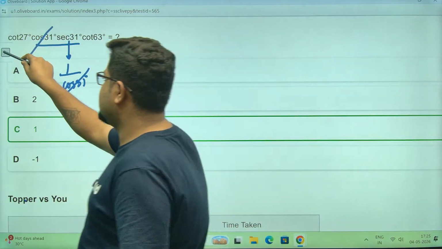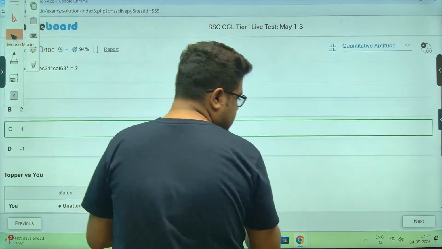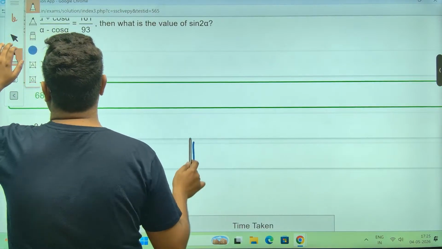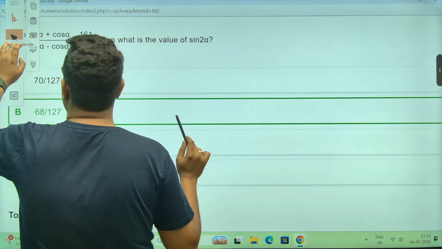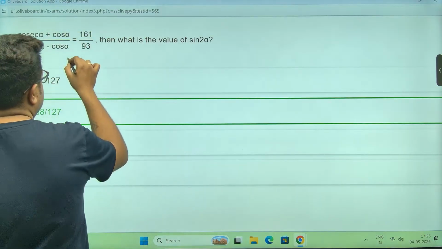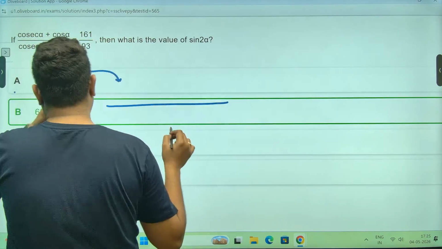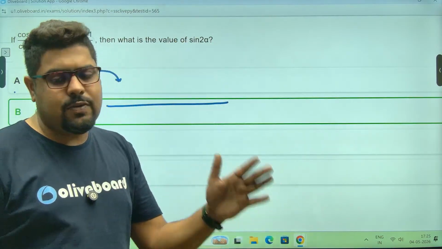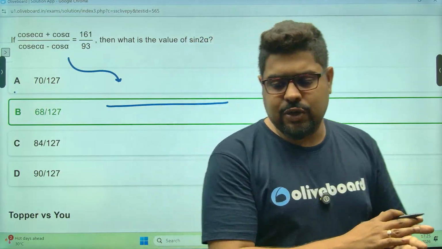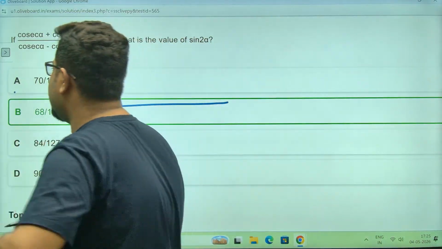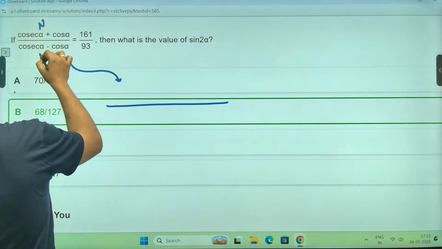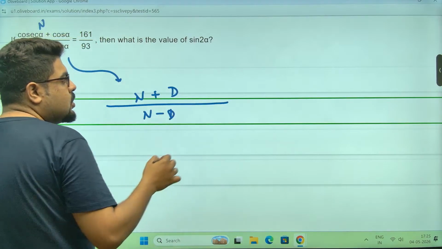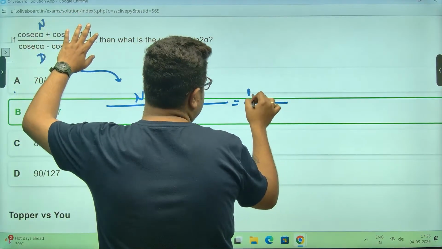Acha, next one. Acha, first step. Yeah, definitely. The componendo dividendo step. You see what we do. Componendo dividendo says what? It is componendo dividendo. The rule is, at the end of the day, whatever you are doing to the left side of a ratio, do the same thing on the right side as well. So what we are doing is numerator plus denominator by numerator minus denominator. So make sure that you are doing the same thing to the right.